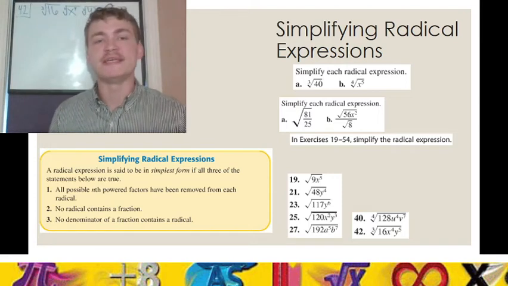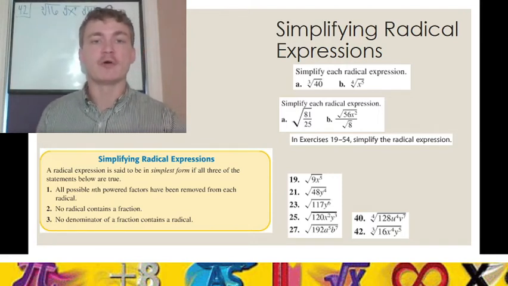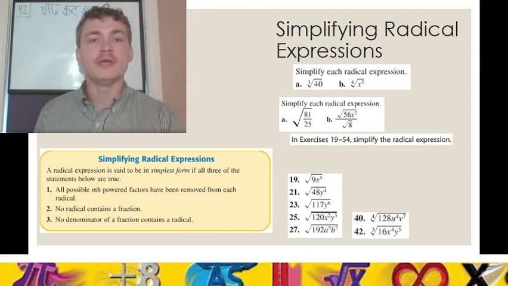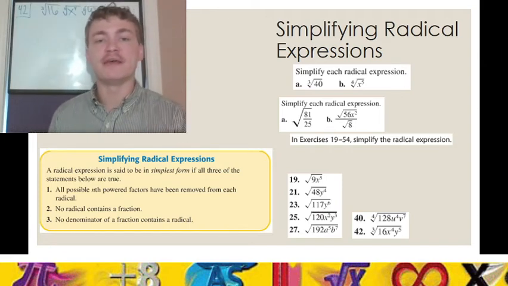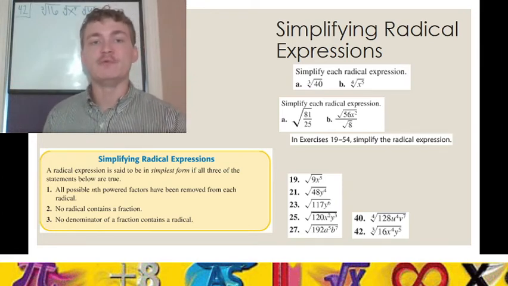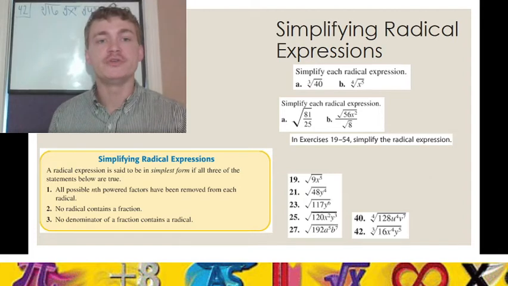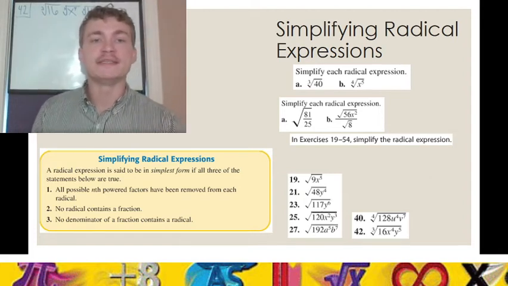The cube root of 16, is 16 a perfect cube? We think about our perfect cube values. 2 cubed is 8. 3 cubed is 27. 16 is in between 8 and 27. Thus, the cube root of 16 is irrational. And the cube root of 16 will be some value between 2 and 3. So 16 is not a perfect cube.